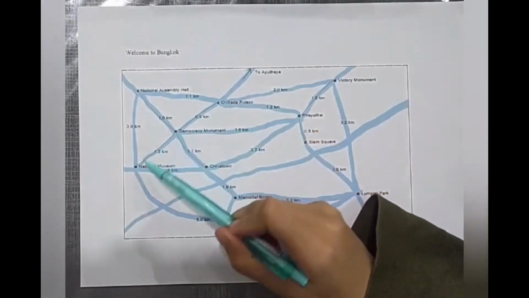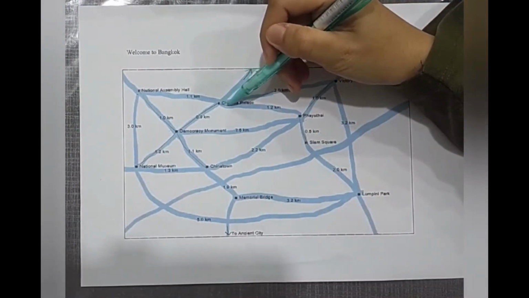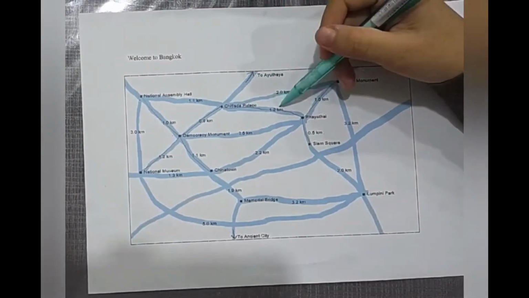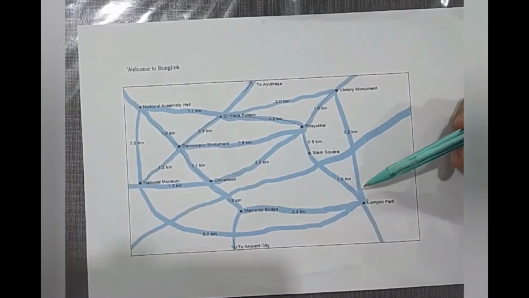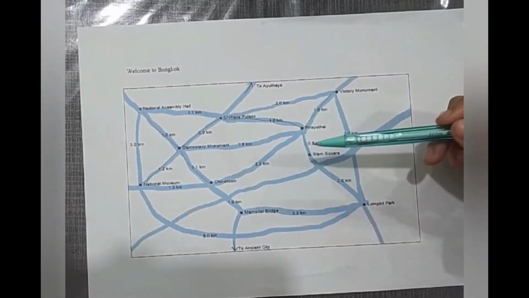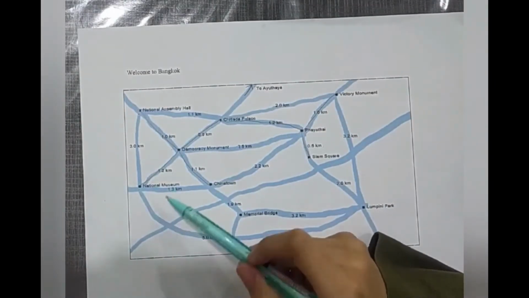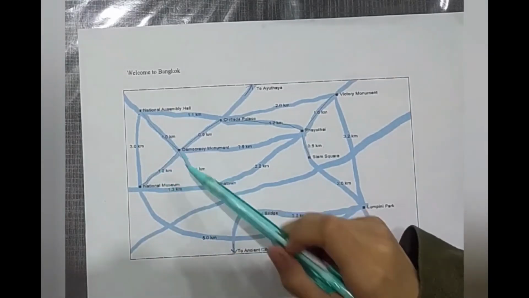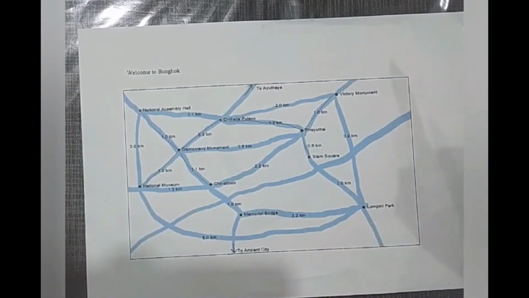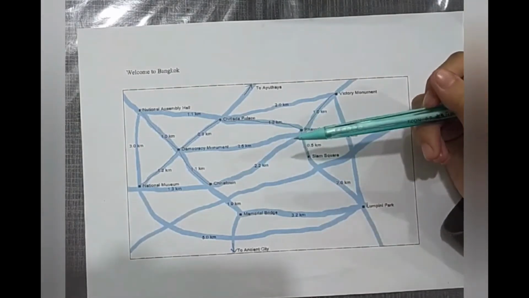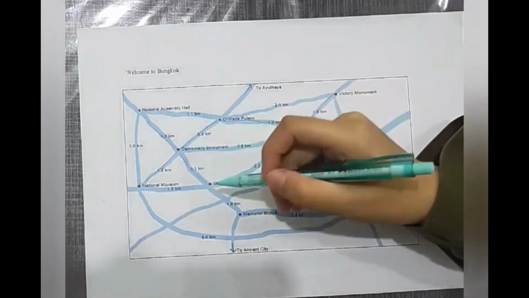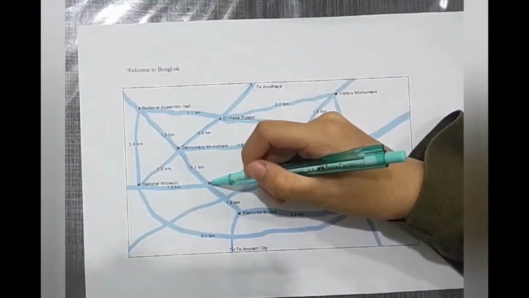1.2 for Democracy Monument to National Museum. 1.2 Jitlada Palace to Payatai, 1.2 km. Next, 1.3. 1.3 from Chinatown to National Museum. We don't accept this because it will be a loop from Chinatown, Democracy Monument and National Museum. Then 1.4, 1.5, 1.6, 1.7, 1.8, 1.9 Chinatown to Memorial Bridge.